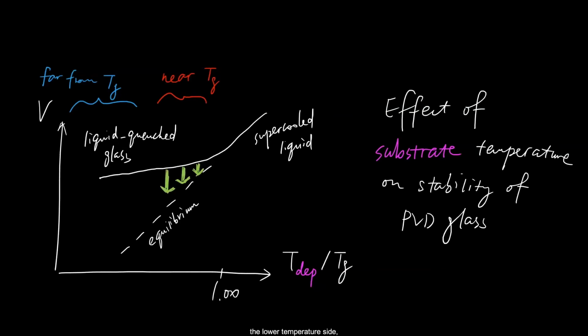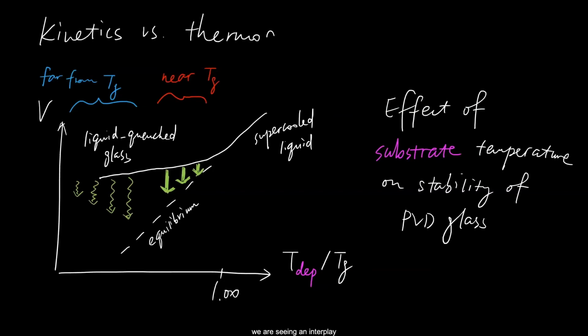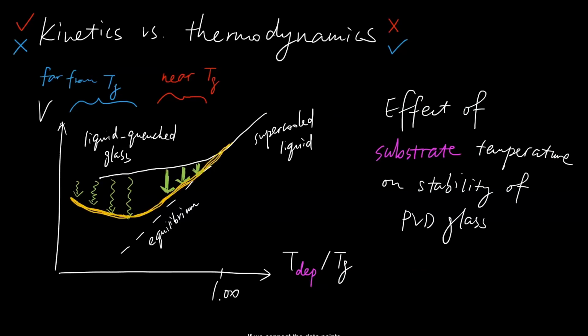On the lower temperature side, the energy gap becomes larger, but the surface molecules don't move fast enough to rearrange into better configurations, and we shall draw the density change here. Overall, we are seeing an interplay between thermodynamics and kinetics. On the near Tg part, the limiting factor of density increase is thermodynamics, while on the far from Tg part, the limiting factor is kinetics. If we connect the data points of density increase along the deposition temperature, this is what we would observe. The largest density increase occurs somewhere between 0.80 to 0.85 times Tg.